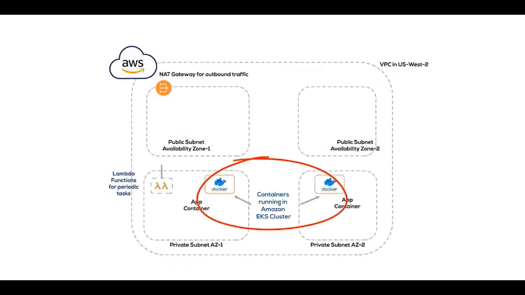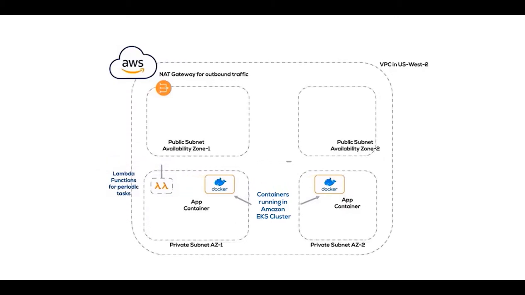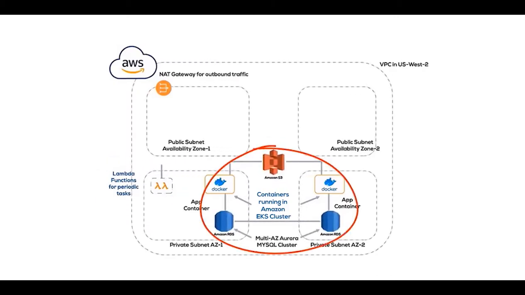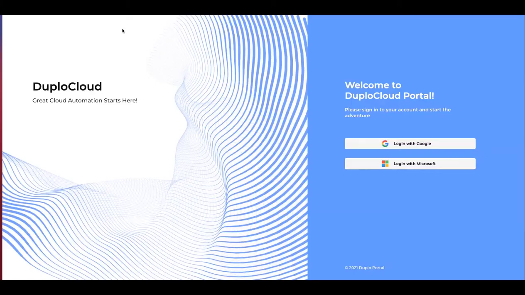We will need to provision Docker containers on AWS EKS in addition to functions on AWS Lambda to obtain a serverless model for the microservices. MySQL, Aurora database, and S3 are the data stores. The application is exposed to the internet via a load balancer protected by a web application firewall. Now that we've gone through the desired architecture, let's get to work.